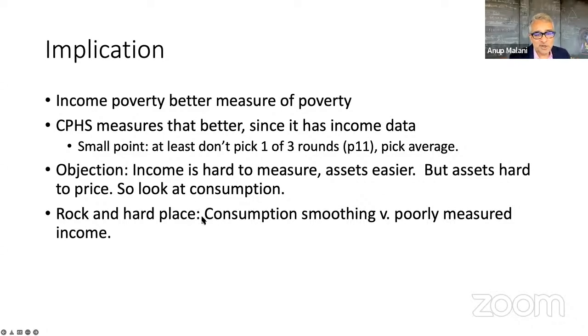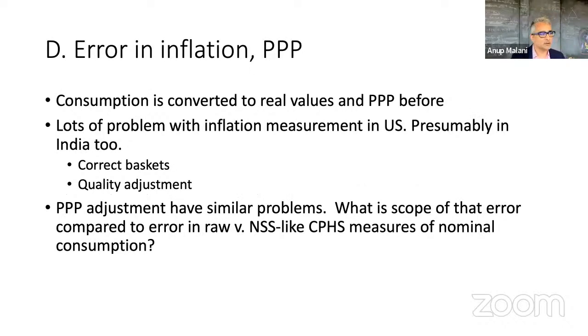But here, now you're stuck between a rock and a hard place. With the consumption poverty stuff, the intertemporal changes are kind of messed up because you have this consumption smoothing, so that makes consumption not that great. And you have to compare that to poorly measured income. So I'm not saying there's a clear answer. I'm just saying it's worth thinking about how we want to measure poverty. This is not a new debate, so I'm not really saying anything dramatic here.